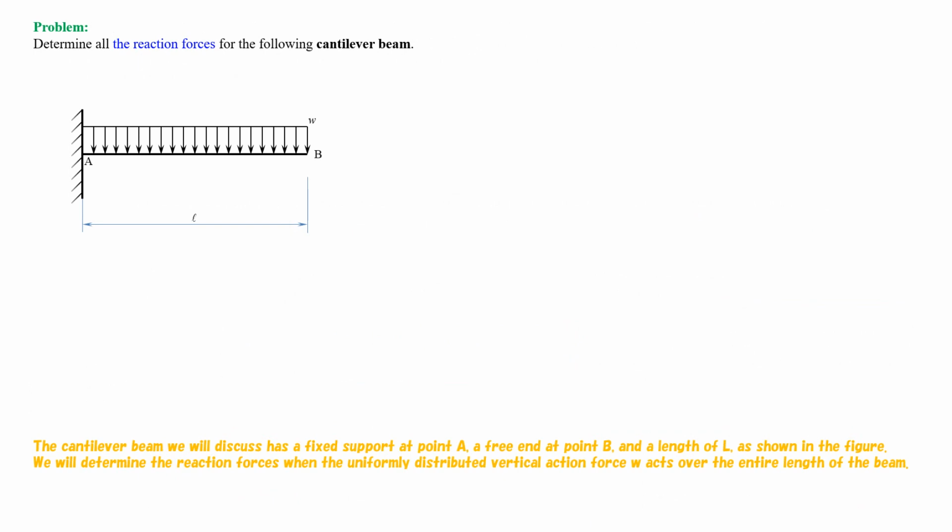The cantilever beam we will discuss has a fixed support at point A, a free end at point B, and a length of L, as shown in the figure. We will determine the reaction forces when the uniformly distributed vertical action force, W, acts over the entire length of the beam.